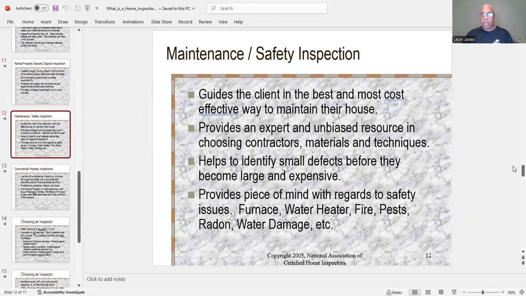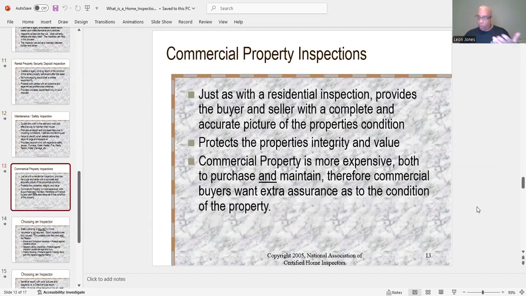And then we have to utilize inspections for maintenance and safety. It guides the client to the best and most cost-effective way to maintain their house. Provides an expert and unbiased resource in choosing contractors, materials, and techniques. Also helps to identify small defects before they become large and expensive. And it provides peace of mind with regards to safety issues: furnace, water heater, fire, pest, radon, and water damage. Now, there's another one called commercial property inspections.